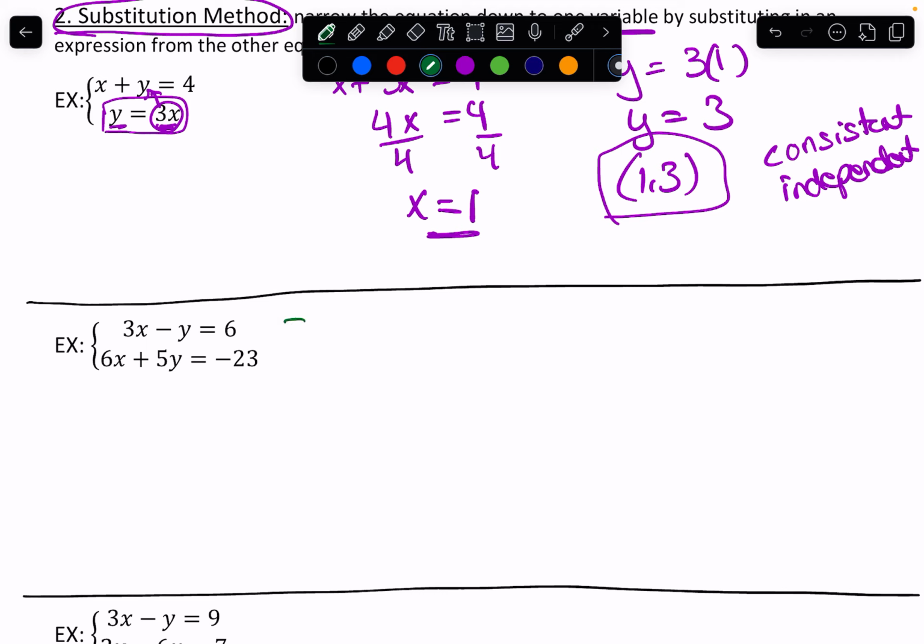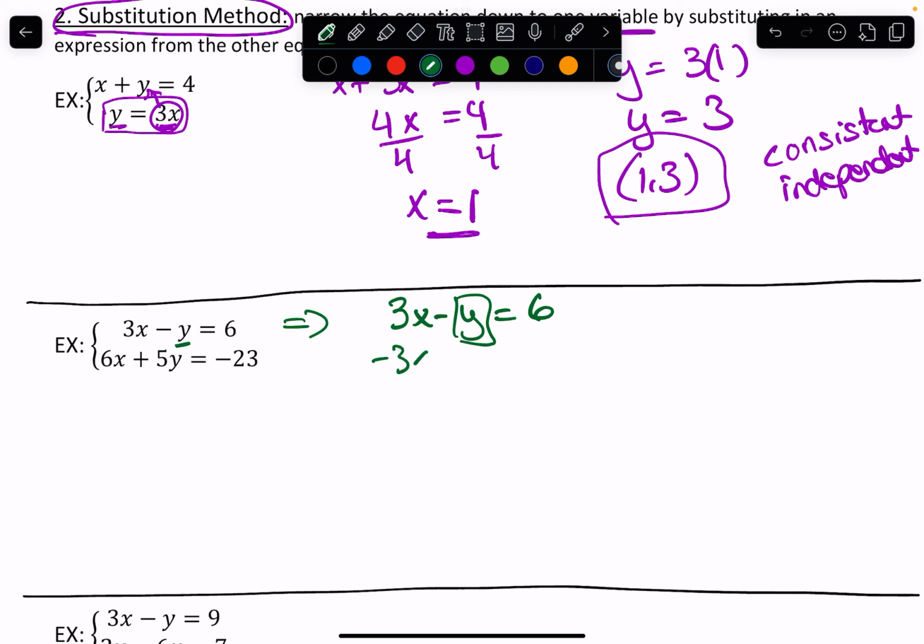So I'm going to take the top one because it's easier, since we only have a negative in front of it and then there's a 1. So that one is easier to solve for y. So 3x minus y equals 6. There's a couple of ways of doing this. So we're solving for y, so this one right here.